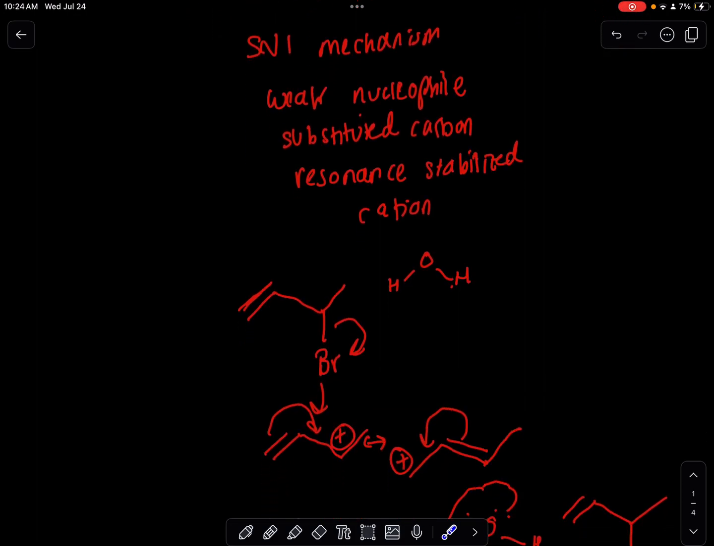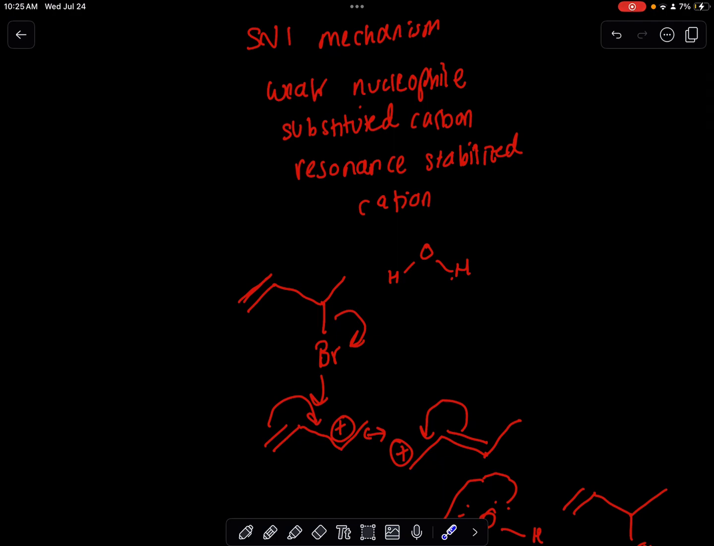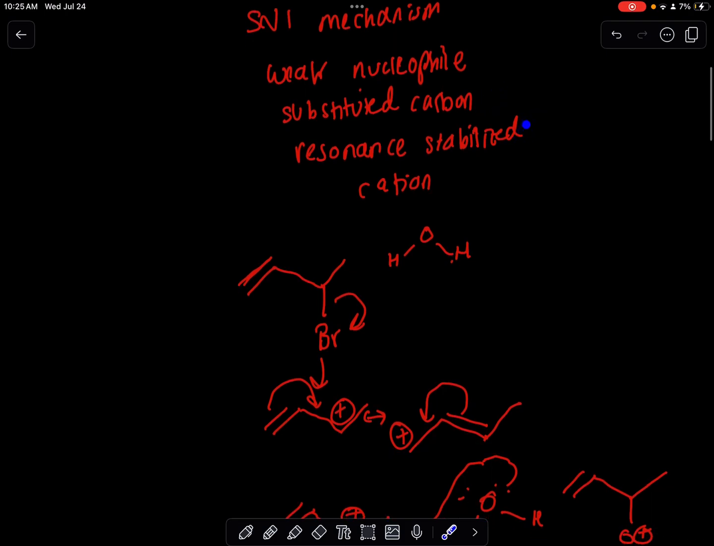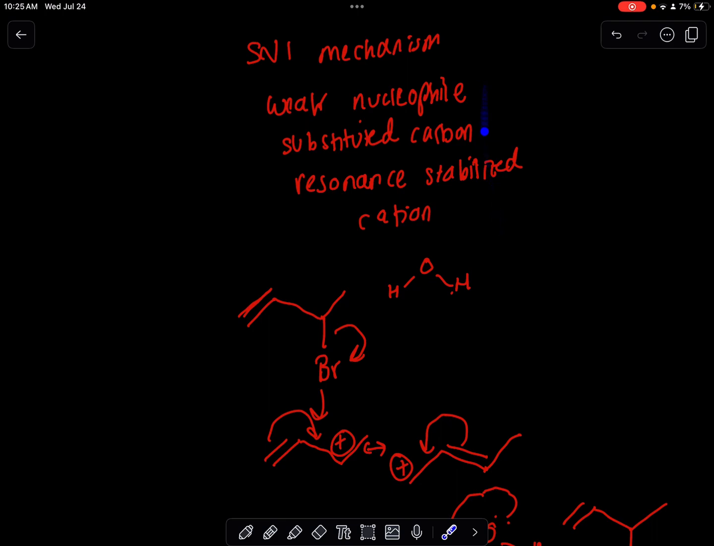So let's begin with the SN1 mechanism and some of the properties of SN1 reactions. SN1 reactions typically occur in the presence of weak nucleophiles. So if you see something like water, it's going to be more likely to be SN1, but it's not definitive. Another criterion for an SN1 reaction is having a substituted carbon where the leaving group is. So things like tertiary carbons and quaternary carbons are more likely to undergo SN1 mechanisms because they can make stable cations. Another case is having a resonance stabilized cation, which will favor an SN1 mechanism. So those are the three cases in which you can get your SN1 mechanism.